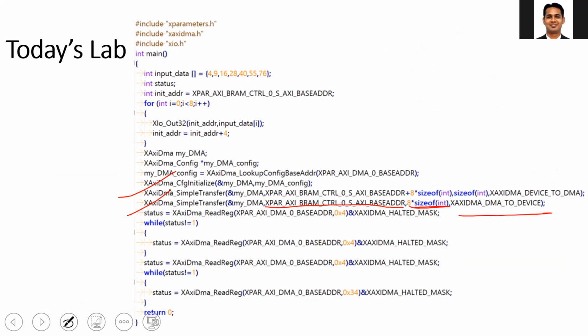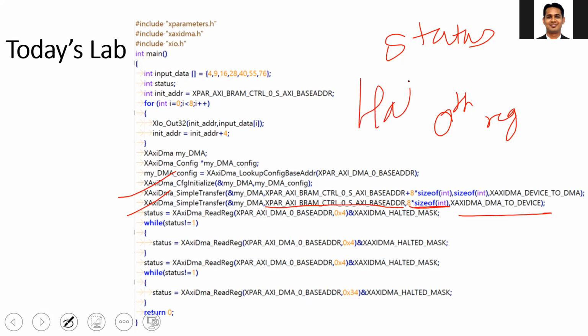So inside the DMA, there is one status register, and the 0th bit of the status register is used to see whether the DMA is performing the task or it has completed the task. Okay, it's a halt flag. Again, this is information which you will understand when you read the datasheet. For now, for our labs, I'm giving this information. But feel free to look into the datasheet.